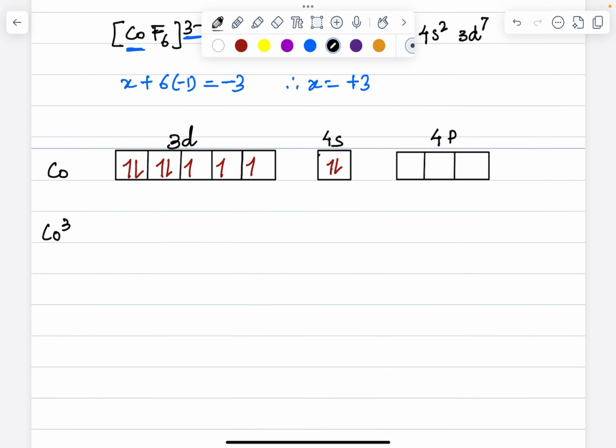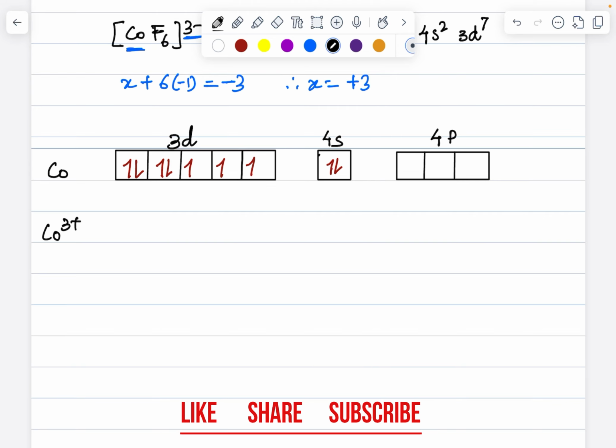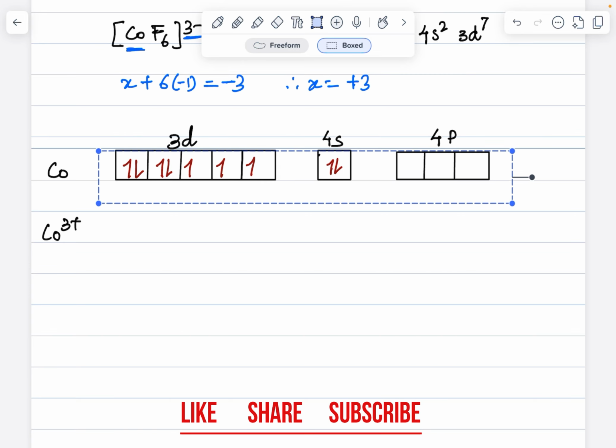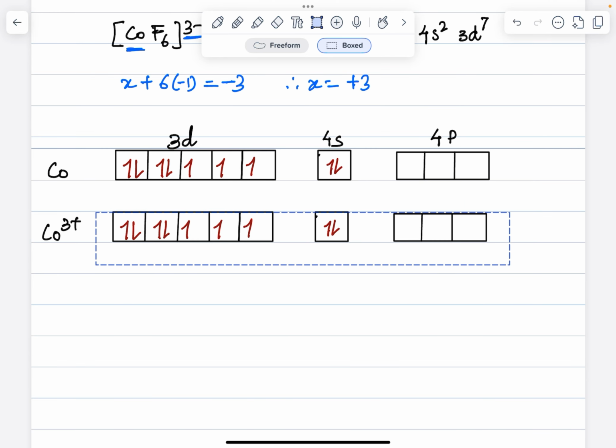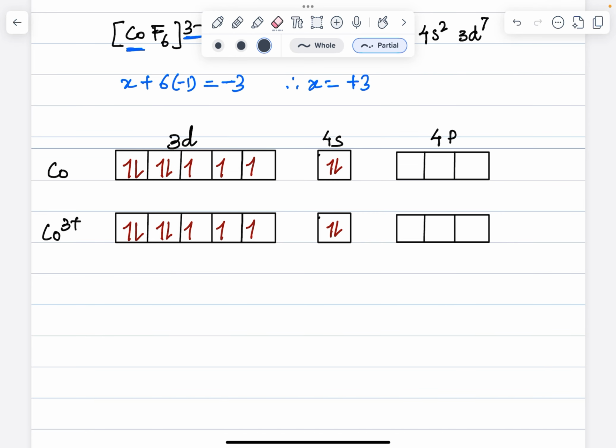Let's see, Co plus 3. Plus 3 means you are going to remove the outermost 3 electrons over here. So now I'll write this set again. Which 3 electrons are we going to remove? We are going to remove these 2 electrons from here, and the 1 electron which was the last electron that went over here. Right? So this is the thing.